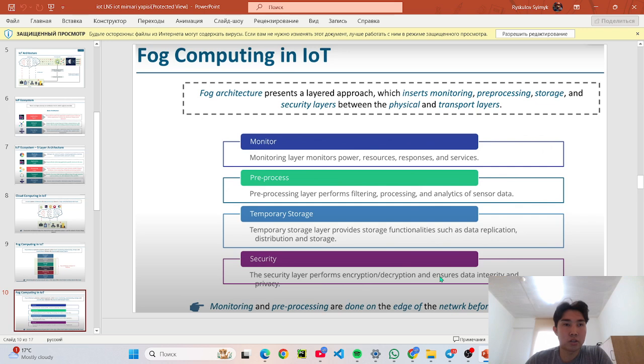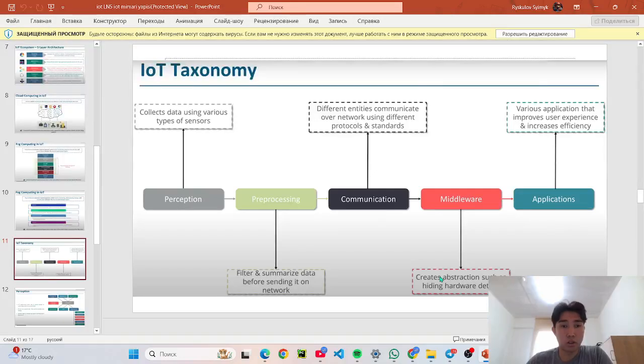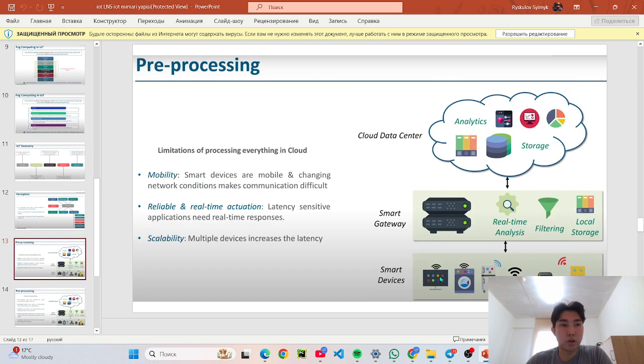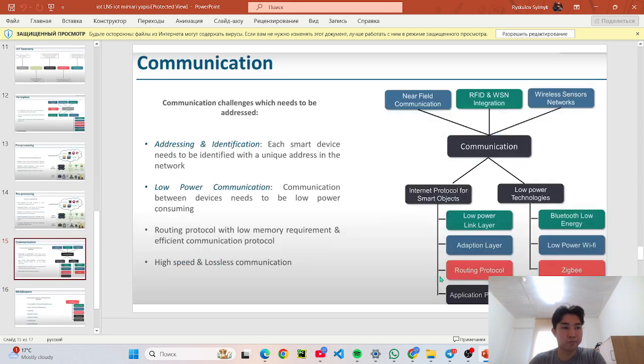For IoT computing, monitoring, pre-processing, temperature, storage, and security are needed. Data analysis and pre-processing are done on smart devices, but mobility and changing network conditions make communication difficult. Cloud data centers perform analysis, and smart gateways let smart devices communicate. These are communication challenges which need to be addressed.